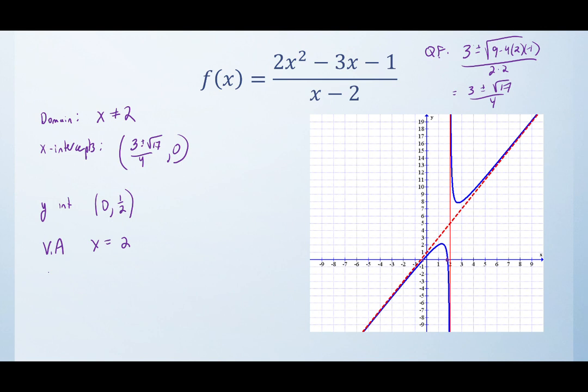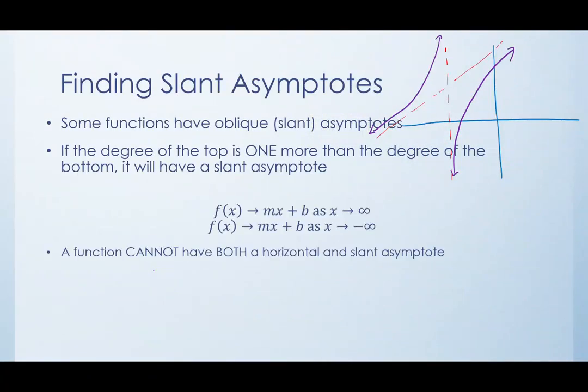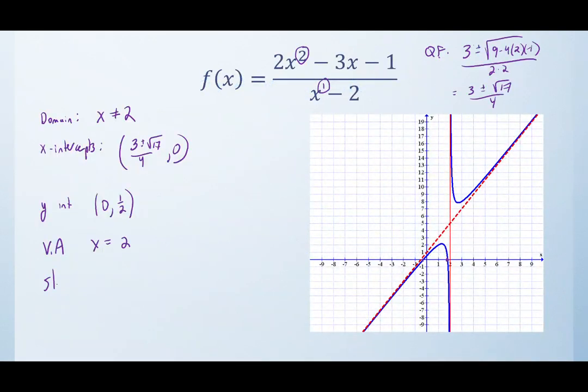And we would find our slant asymptote because we see we've got degree 2 in the numerator and degree 1 in the denominator. So we can say our slant asymptote, we're going to do a division, right? I'm dividing 2x squared minus 3x minus 1 by x minus 2. So I can use synthetic division for this. There's no missing terms.